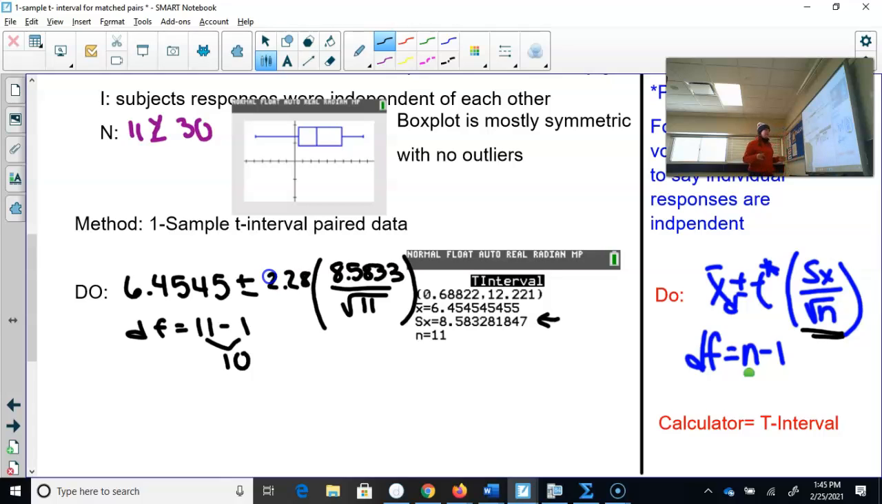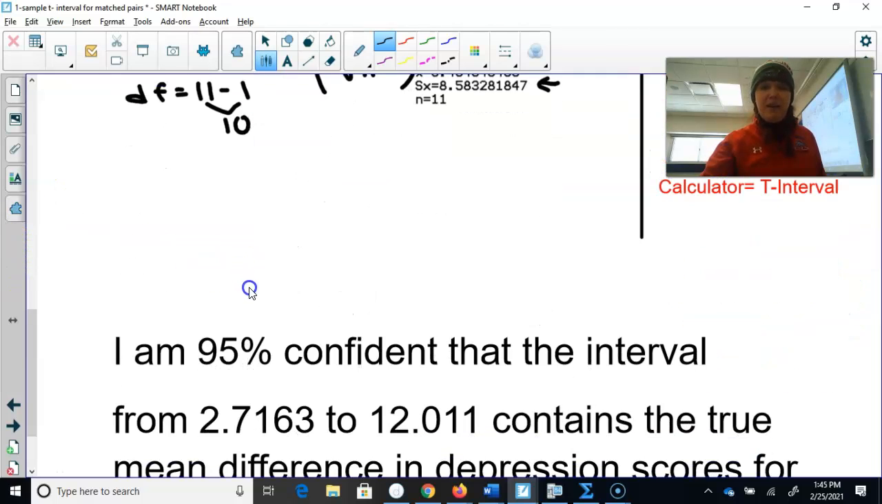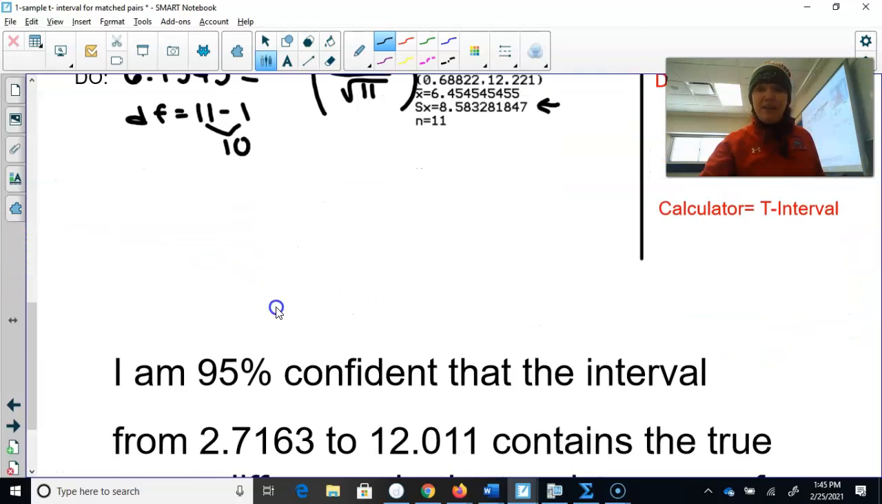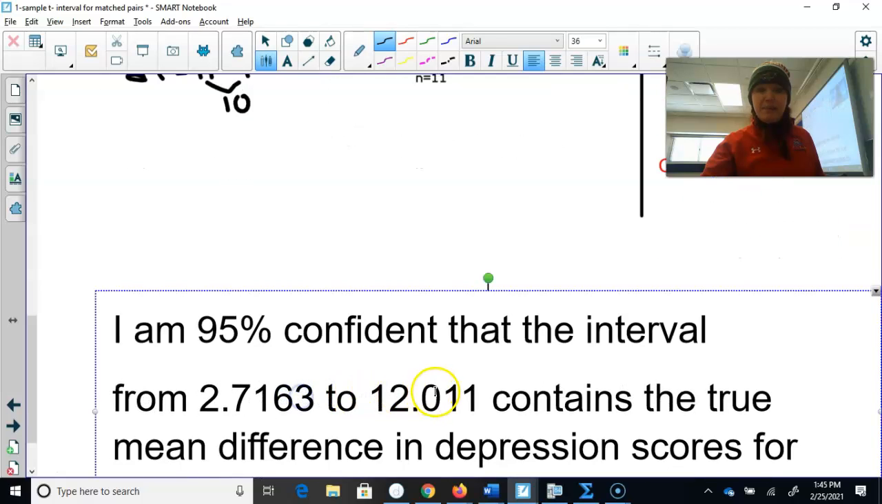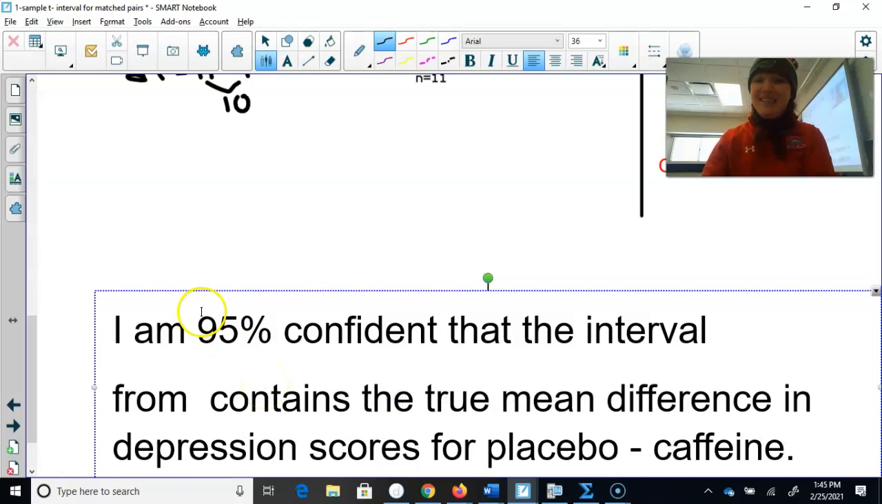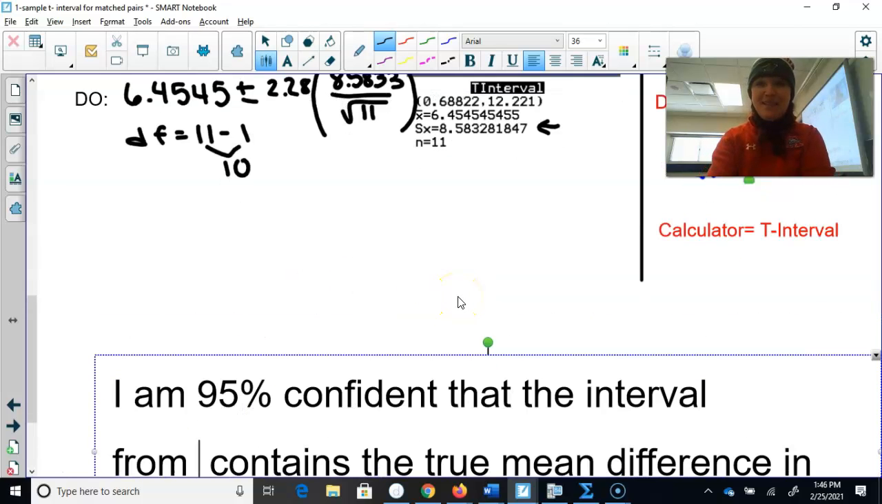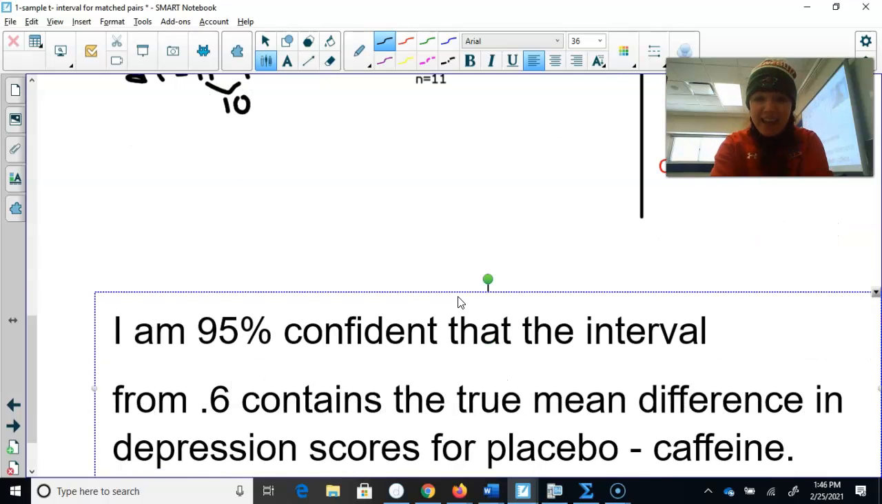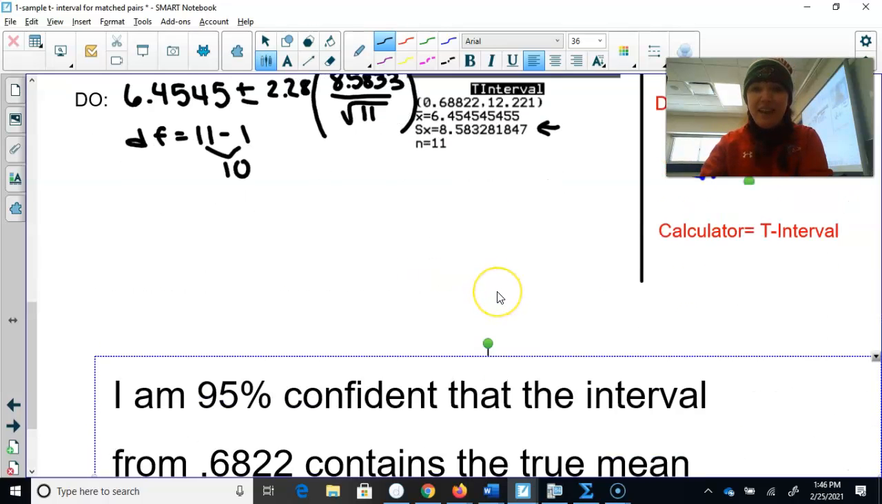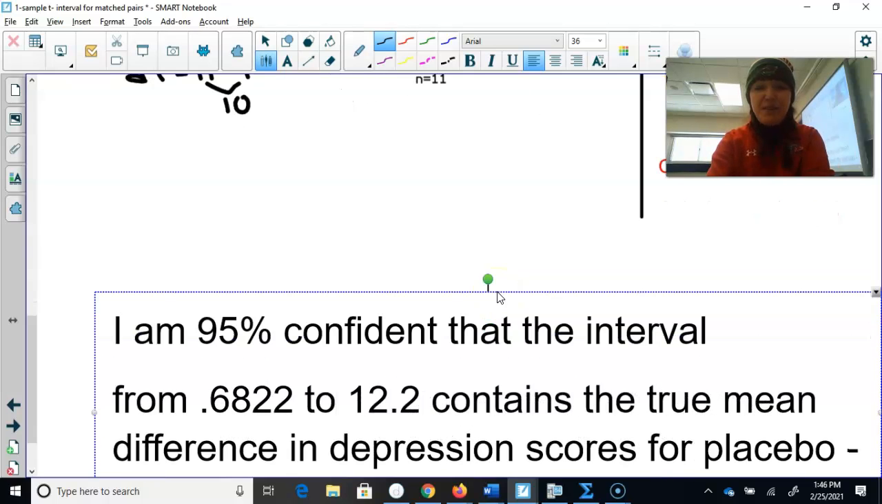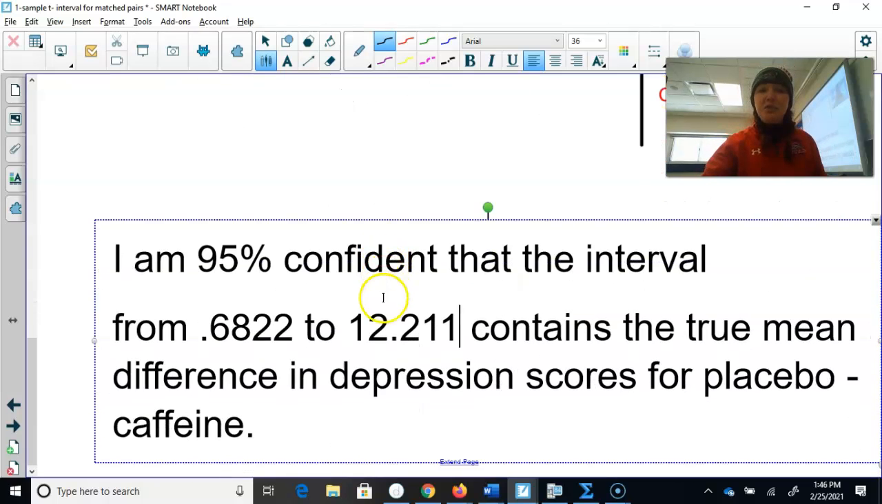We have our interval 0.6822 to 12.221. And now we can go ahead, ladies and gentlemen, and we can conclude. I am 95% confident that the interval, oh dear, I have something a little different from last time. I hope I typed everything in right. If I didn't, well, keep the comments nice, I hope. 0.6822 to 12.211 contains the true mean difference in depression scores for the placebo minus the caffeine.